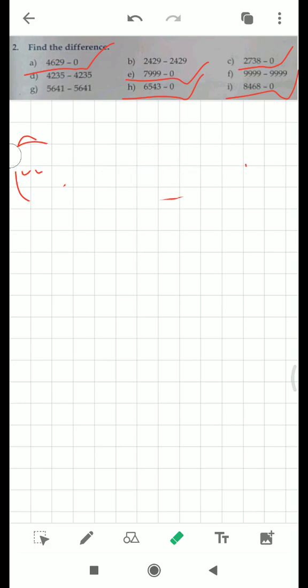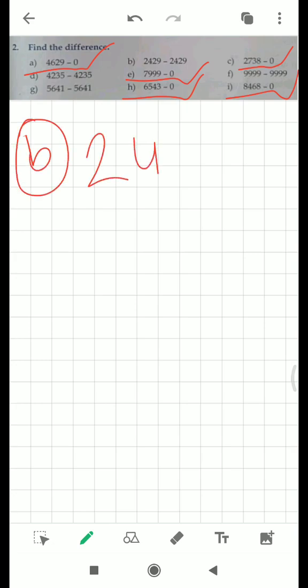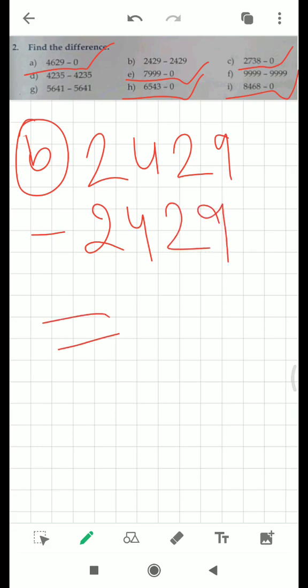Now let's talk about the other type, which is in B part. It's 2429 minus 2429. ये देखो, जितना था हम उतना ही निकाल रहे हैं. As which was there, we are taking the same out. जो था हम सब निकाल रहे हैं. That means what will be left now? Nothing. And nothing means 0. Remember this thing.